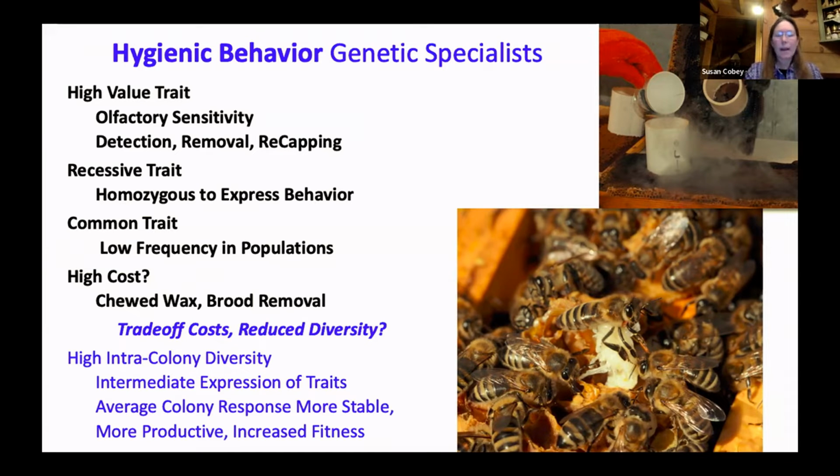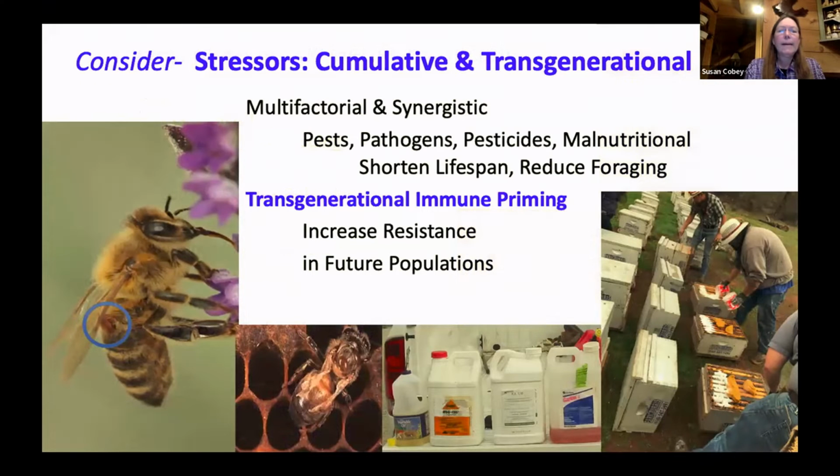Again, that high diversity within a colony makes everything kind of average. You don't have these extremes in whatever it is, hygienic behavior or thermoregulation, or whatever the trait is. It's very stable, which means oftentimes those survive better, and you do have more fitness in that diversity. So that's kind of what it is.